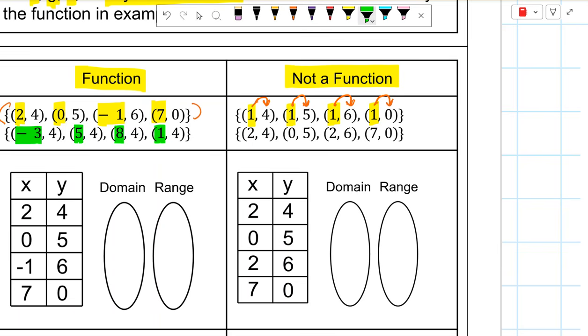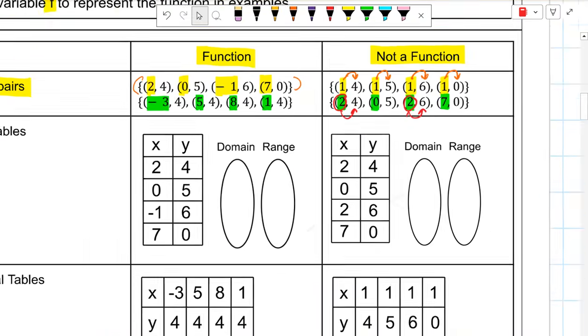Another example would be 2, a 0, a 2, and a 7. Now they're mostly different except for the 2's. In the 2's, you put it in the function, you get a 4, and then another time you put a 2 in, and you get a 6. That's odd. That would be not a function. So those are two examples of ordered pairs that are not functions.